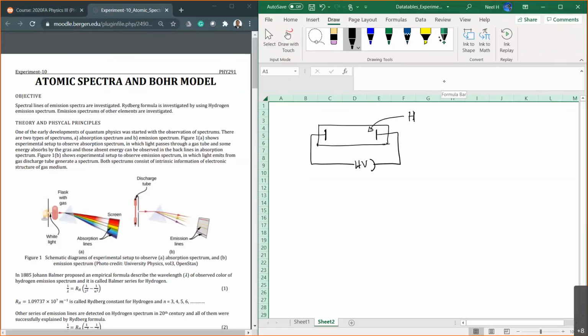By applying a really high voltage, you can ionize this gas. When they observed this behavior, they saw that particular colors come out. That was the first observation which led, after some time, to the idea of the Bohr model, right?